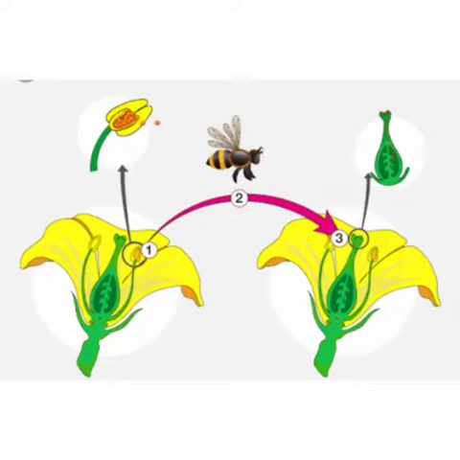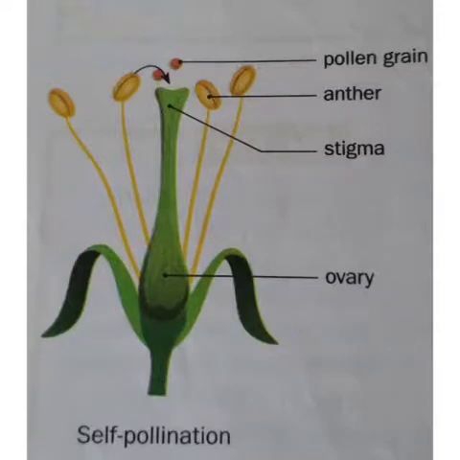Now we will read the two types of pollination: self-pollination and cross-pollination. First, we will read self-pollination. When the pollen grains from the anther of a flower fall onto the stigma of the same flower or of another flower present on the same plant, this process is called self-pollination. Self-pollination is commonly seen in pea plants.